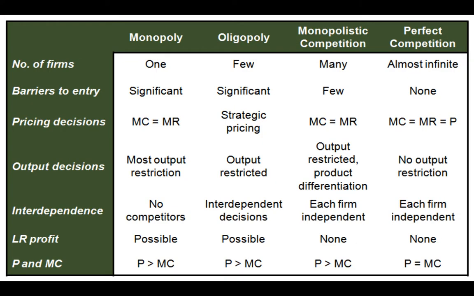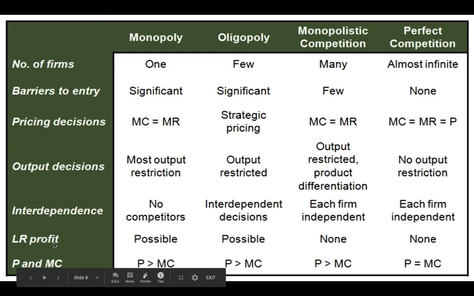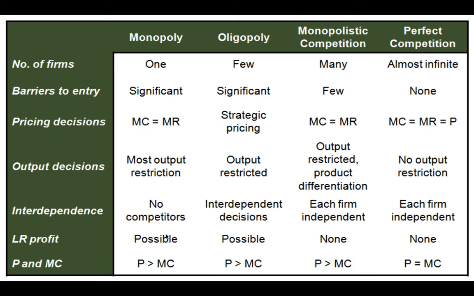And that was actually in this chart from the end of section 4.1. It says long run profit down here in this row. For a monopoly, it says possible. It doesn't say guaranteed. It's possible. For perfect competition and monopolistic competition, there's none. For an oligopoly, it's possible. But for a monopoly, it is simply possible as well. It's not guaranteed by any means.